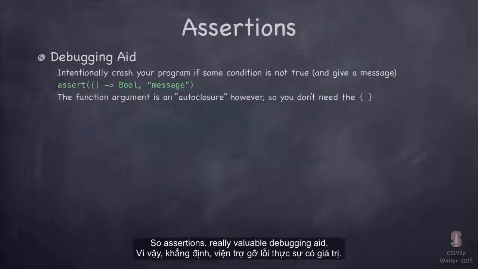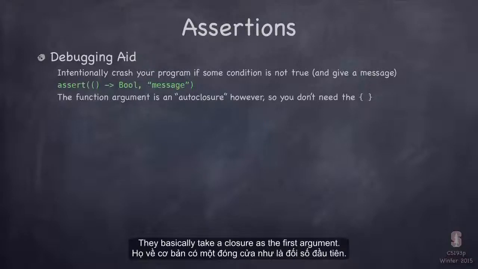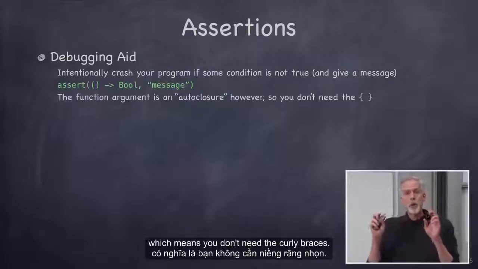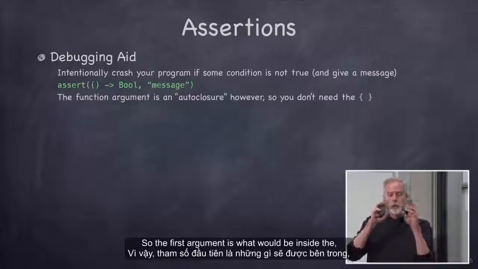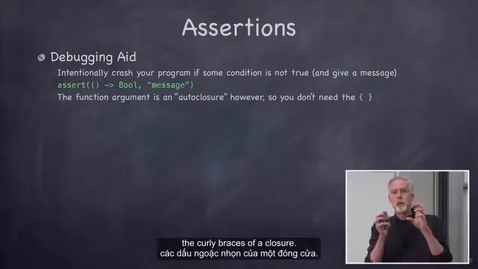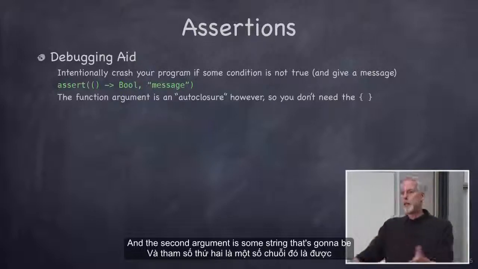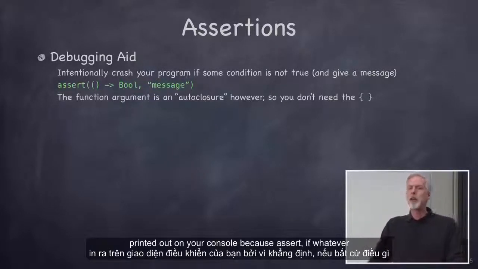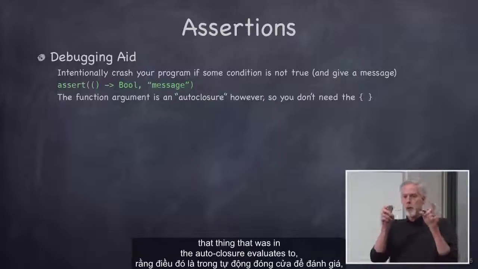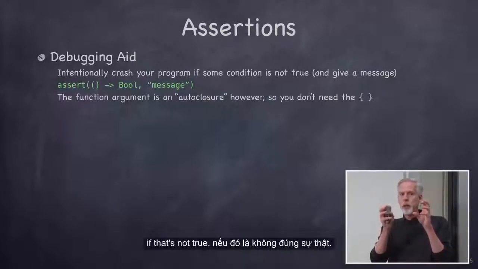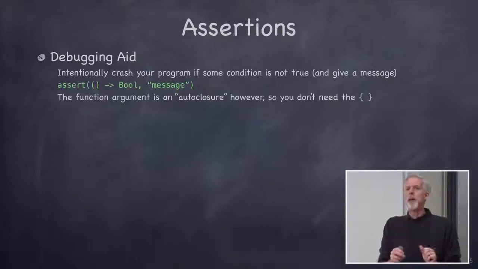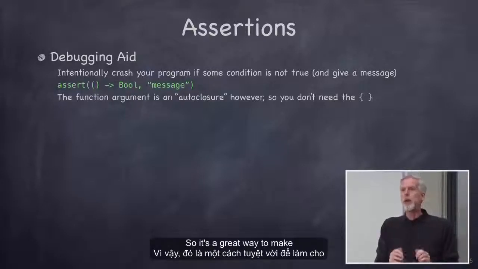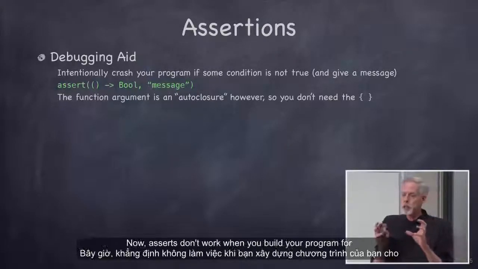All right, assertions. So assertions, really valuable debugging aid. They basically take a closure as the first argument. It's an autoclosure, which means you don't need the curly braces. It's kind of a funky thing, okay? So the first argument is what would be inside the curly braces of a closure. And the second argument is some string that's going to be printed out on your console, because if whatever that thing in the autoclosure evaluates to is not true, because you're asserting that it's true, then it's going to crash your program. Okay, and print that message out. So it's a great way to make your program crash when things that should be true aren't.